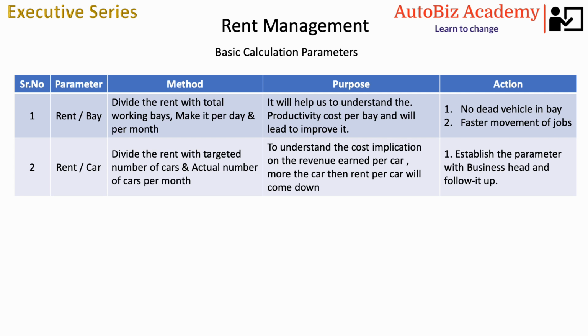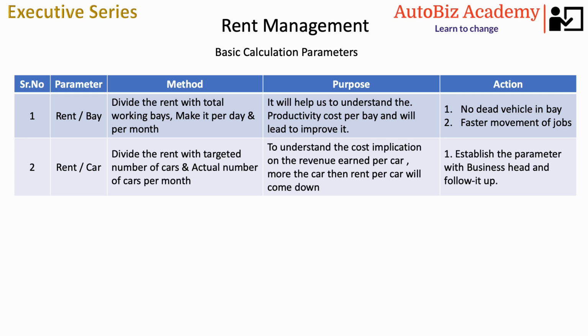Then the next is rent per car. You receive a standard capacity and there is the actual reporting of cars. So divide the rent by the targeted number of cars. What is the standard inflow we expect, and the actual number of cars per month that we are receiving? In case your capacity is 1500 cars per month and you are receiving only 1100 cars in a month, then your rent per car will go high. As you increase your inflow of cars, the rent per car will come down.